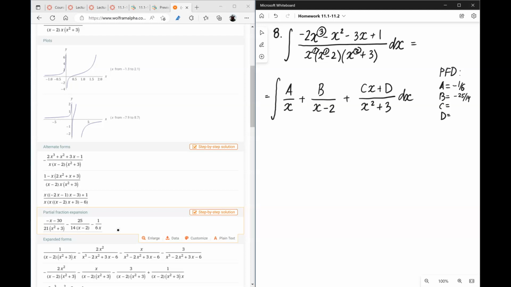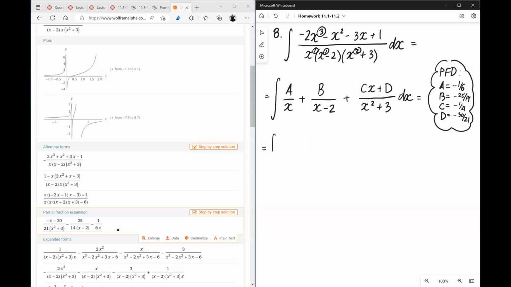Someone who has to do it by hand probably hates it, as it's very understandable. C is the coefficient of x, so we have to include that 21 from the denominator, so it's -1 over 21. And D is -30 over 21. So that's what we have, right? Again, this was an algebra task, so we're not concerned with that. Now we got that out of the way.